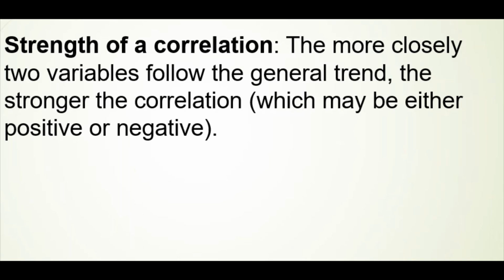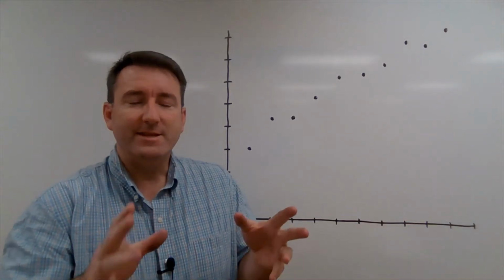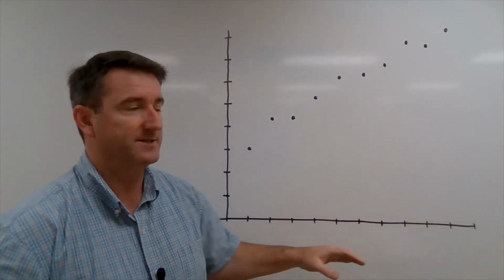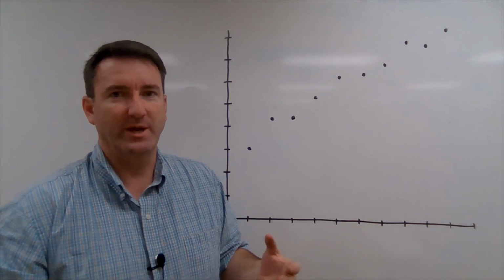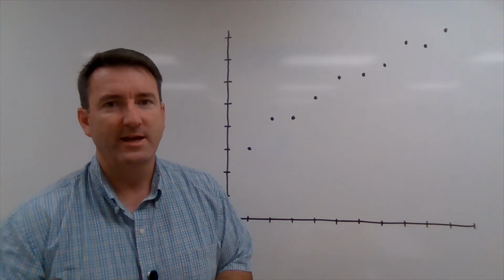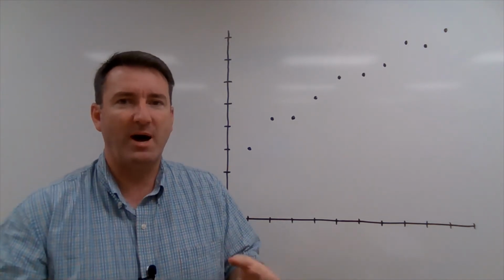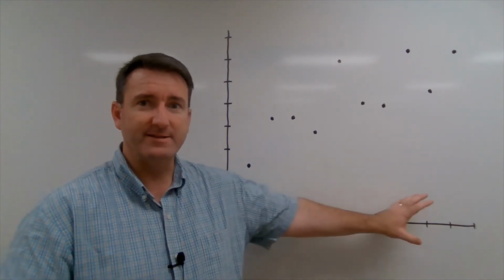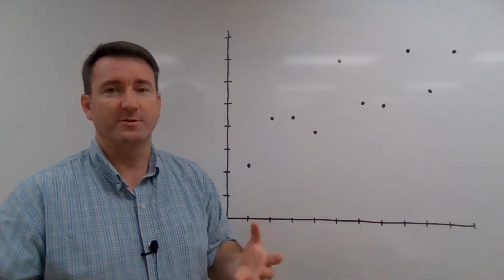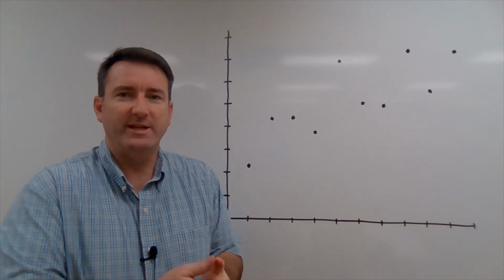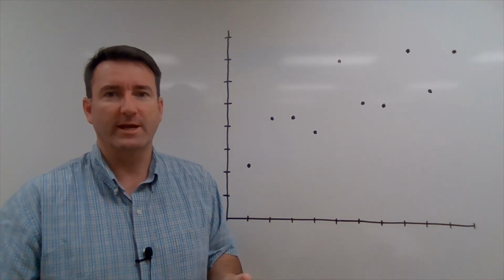So let's look at some examples of different types of correlation. In this scatter plot, it's obvious that as the variable on the x-axis increases, the variable on the y-axis is also increasing. In fact, you could almost draw a straight line through all of those dots. And so this would be an example of a strong positive correlation. In this example, you can see that there's a general trend that as this variable increases, this variable also increases. But it's not as obvious. The dots are much more spread out. So this is going to be an example of a weak positive correlation.